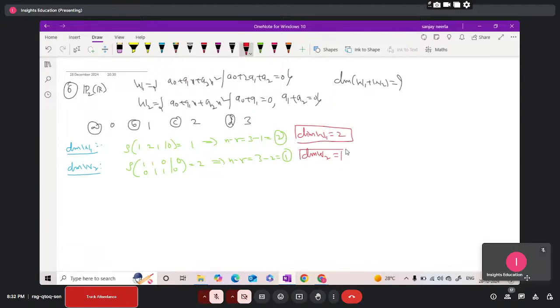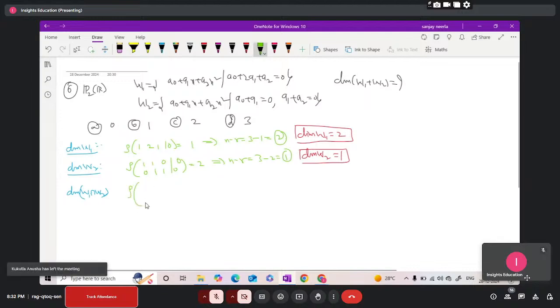Very good. Next one. What about the intersection part? W1 intersection W2. So you have to take both the equations, all 3 equations. Dimension 1, sir. One or two, madam. Okay. Now what about the rank of this matrix? 2, sir.